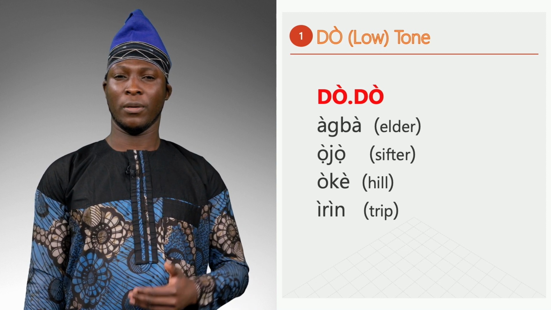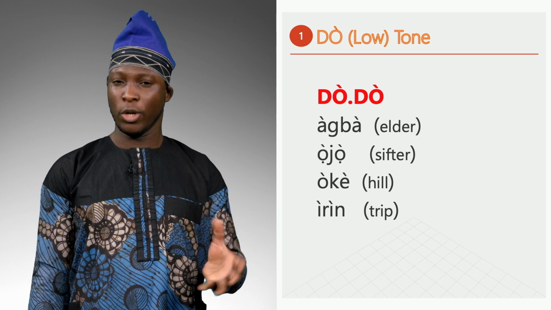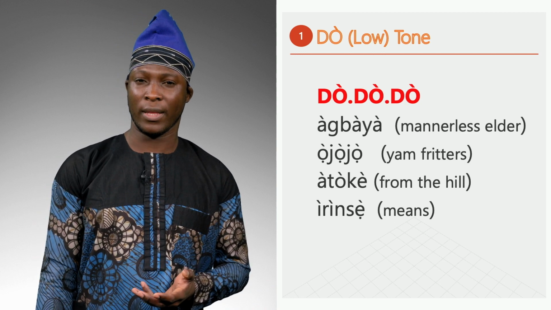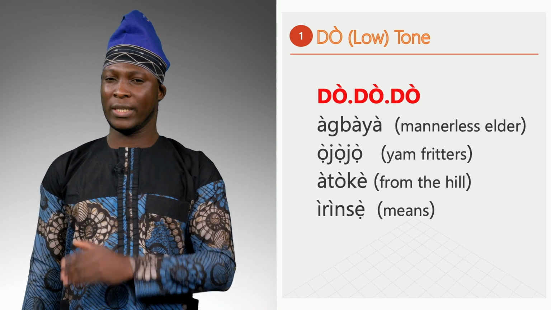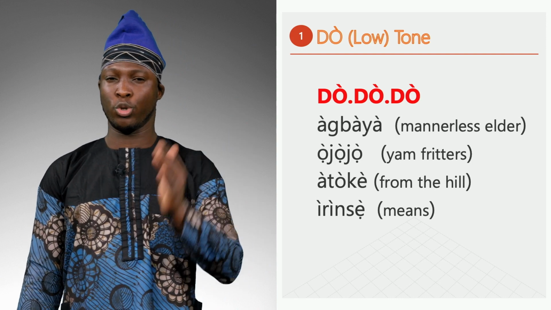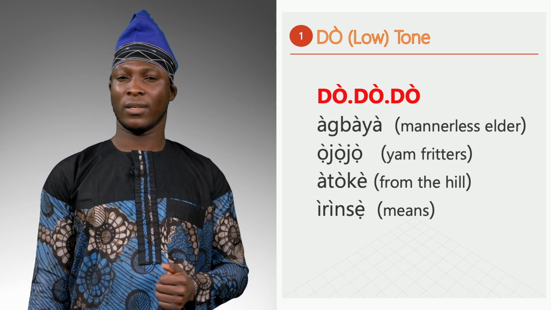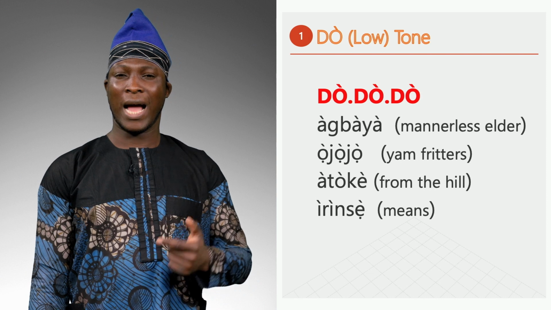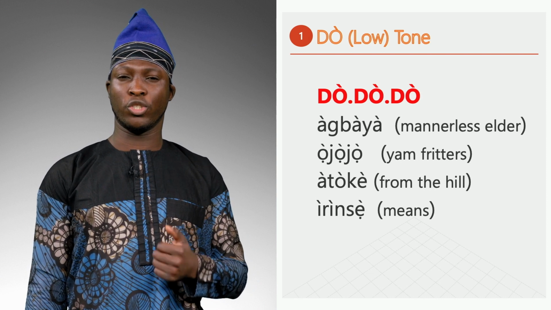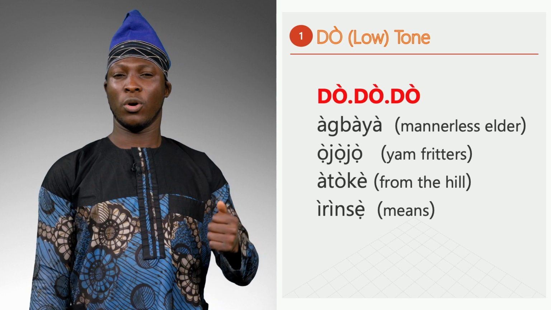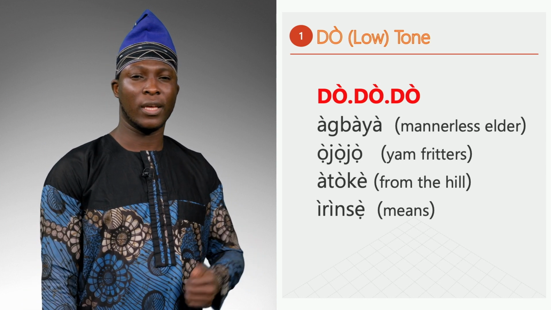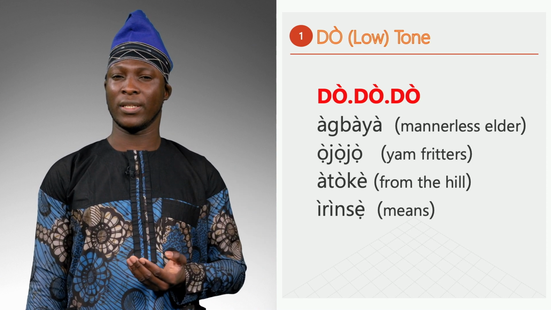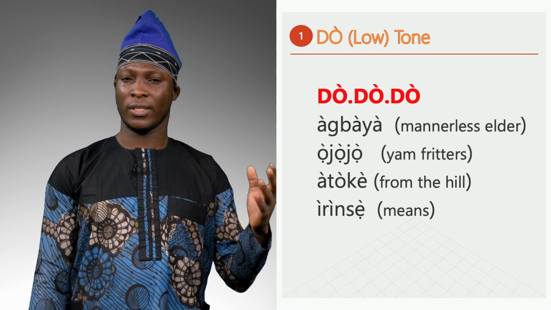But beyond these 2 kinds of words, we can actually have the low tone showing up in trisyllabic words, words with 3 syllables. And this is do. That is the tonality you find in these words. You find this tonal structure in the following trisyllabic words: agbaya, ojojo, àtòkè, ìrìnsẹ̀. I'm going to go over them again very slowly for you to understand. Do, do, do is a low tone in trisyllabic words.